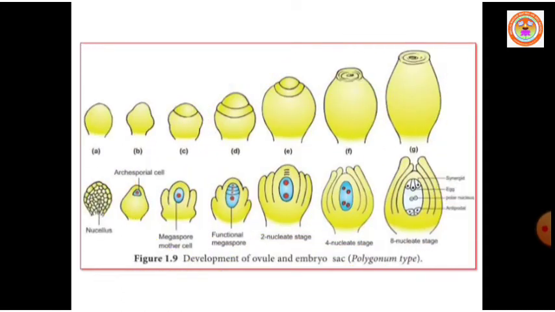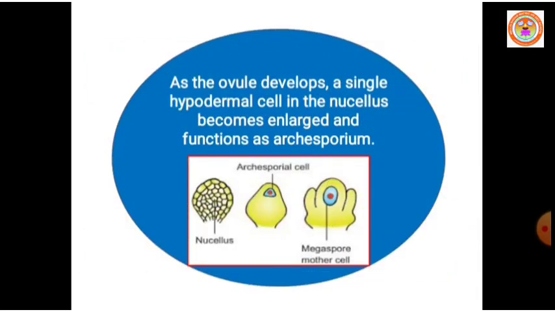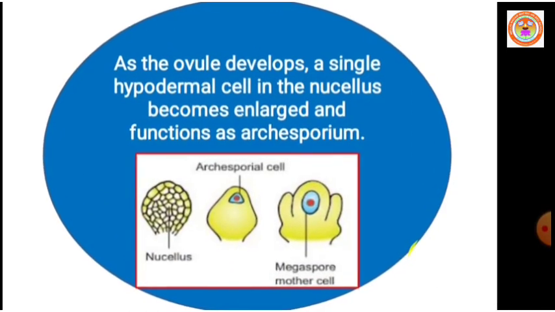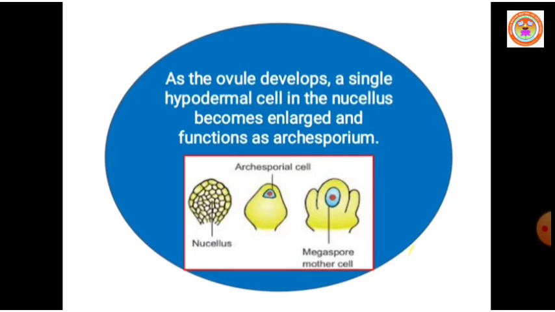This is the development of ovule and embryo sac, which you are seeing as polygonal type. Let us start how megasporogenesis takes place. As the ovule develops, a single hypodermal cell in the nucellus tissue starts to become enlarged and functions as archisporium.